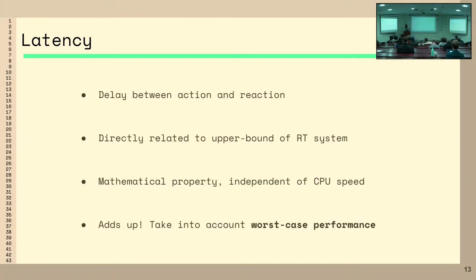This latency is related to this upper bound that we defined for the real-time system. So the latency of your system is going to determine what the upper bound is going to be, and the other way around. It's a mathematical property, so it doesn't matter how fast your system is, how parallelizable it is. This is something that you're going to have to deal with at some point, and it adds up. So you need to consider the worst case scenario. Every bit of your system that has latency on it is going to add up to a greater latency.